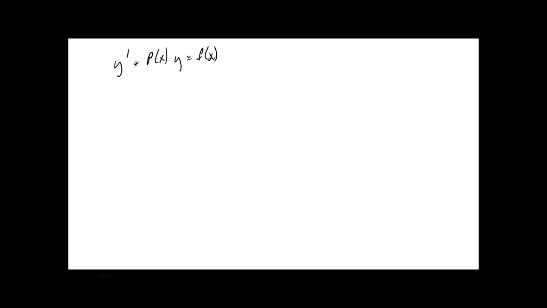That was transformed into a perfect derivative when you multiply by the integrating factor. Remember, we call it mu of x. And when you multiply mu of x times each term there, this became a perfect derivative. Okay? And you change the right-hand side, but that's okay, too.